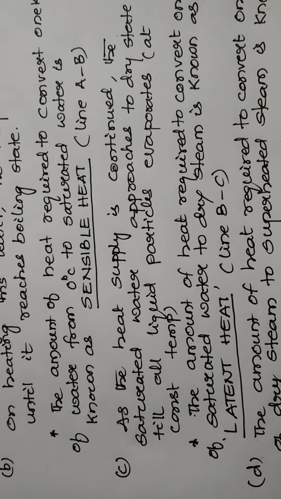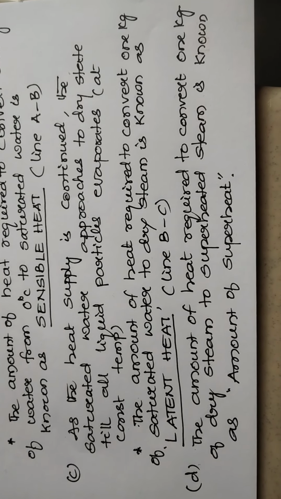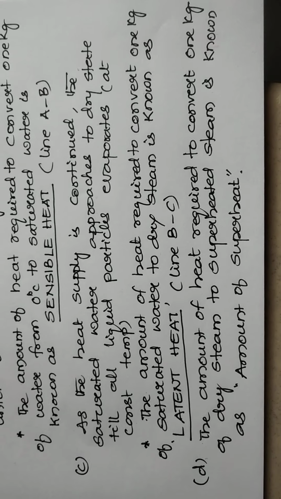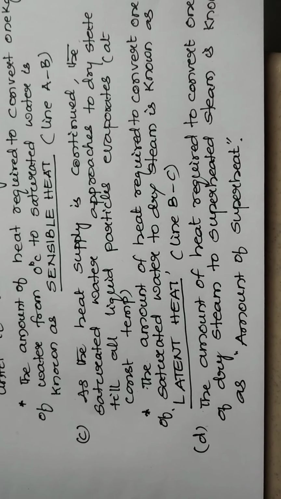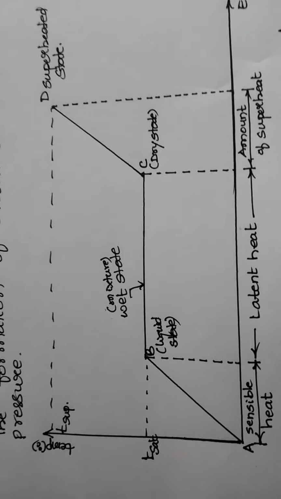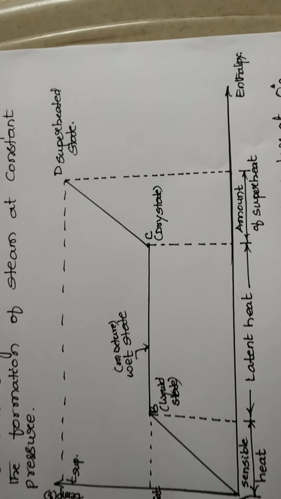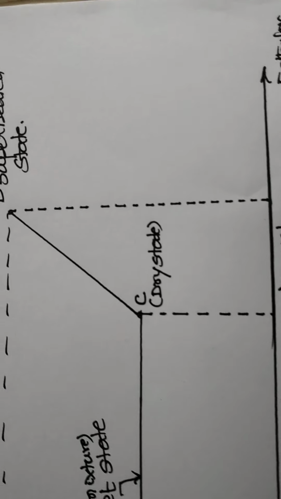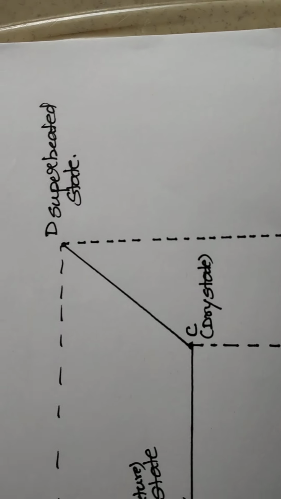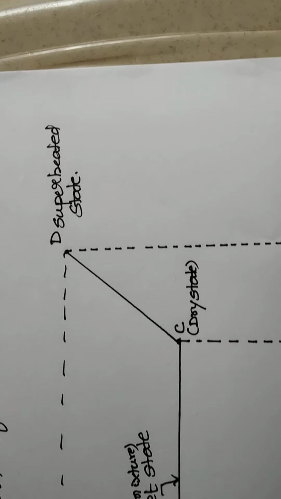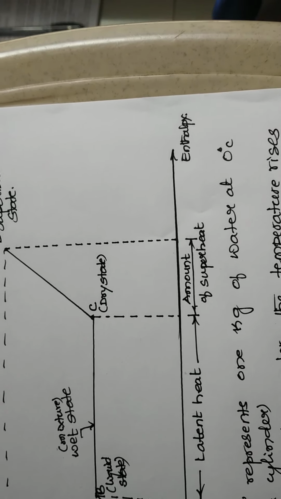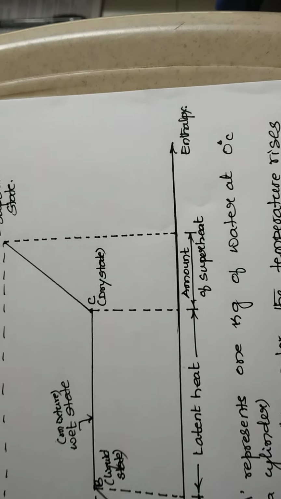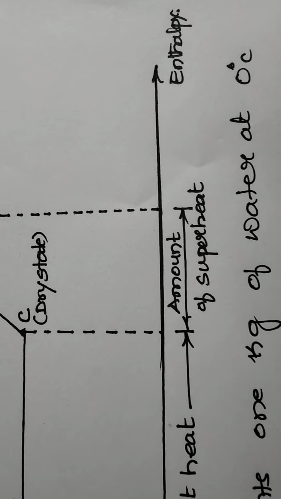Let us see the definition of latent heat. The amount of heat required to convert 1 kg of saturated water to dry steam is known as latent heat. Further addition of heat to dry saturated steam at point C, the temperature further increases and reaches the point D, and the state of steam at point D is known as superheated state, and the amount of heat supplied between C and D is known as amount of superheat.